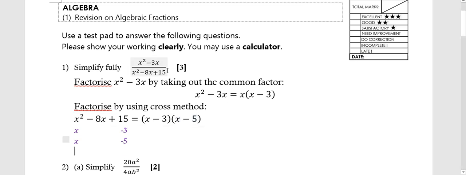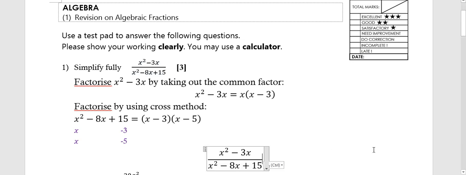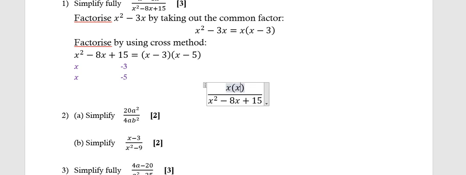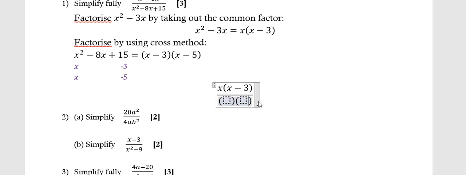Now this expression you can change into something like this. You replace the terms using what you have found. In the first bracket you have x minus 3, and in the second bracket you have x minus 5. Now look at the expression after you have factorized it.